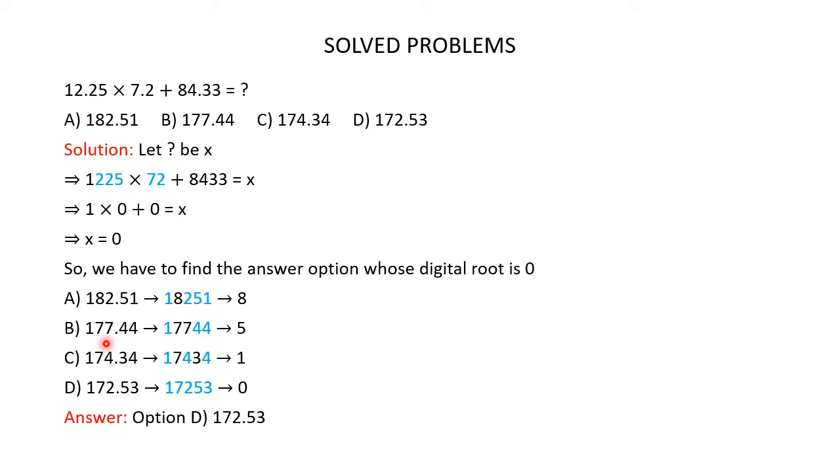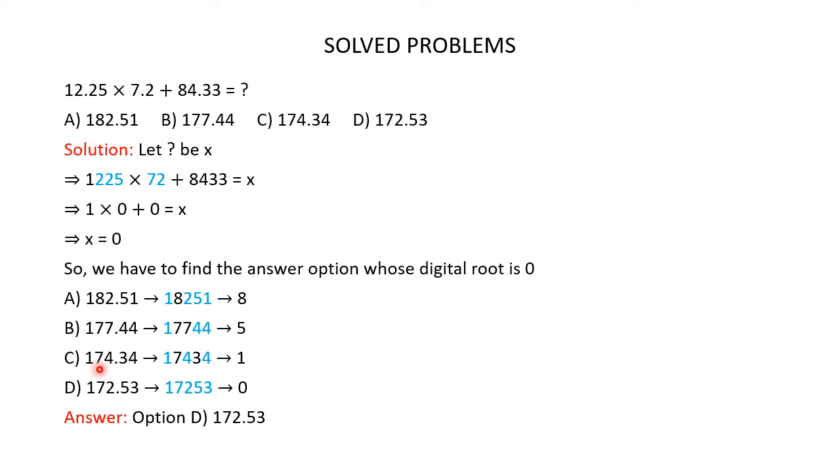Option B is 177.44. Ignoring the decimal point here, you get the number 17744. Here 1 plus 4 plus 4 is 9. So you can ignore these 3 digits. 7 plus 7 is 14 and 1 plus 4 is 5. So 5 is the digital root here.